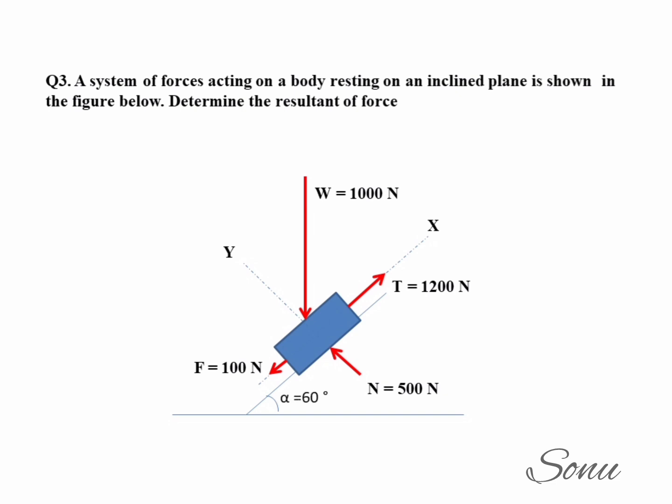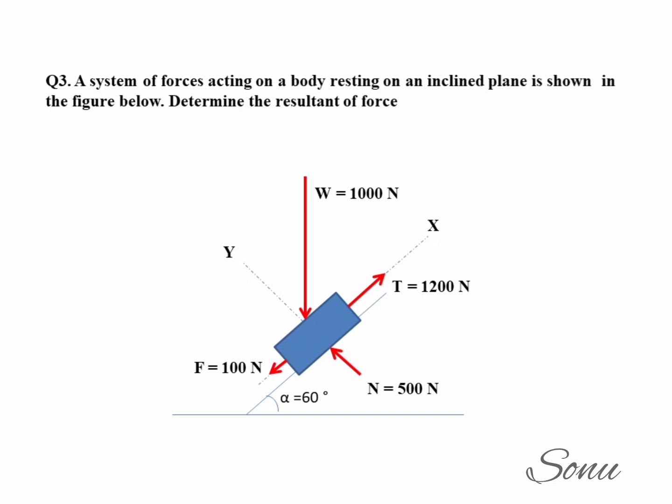The axes are given in the question, that is the x and y axes. The two forces, F, having a value of 100 Newton, and T, are acting along the x axis, and the forces along the y axis are N Newton. Here, along the x axis two forces are acting, that is F and T, and along the y axis the force acting is N.